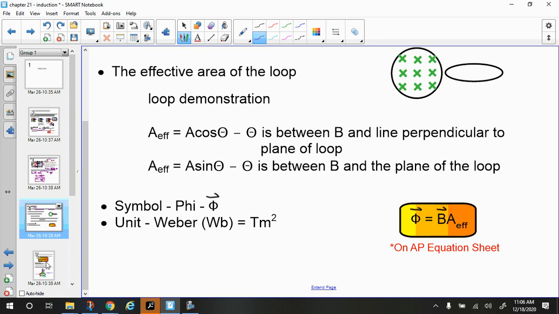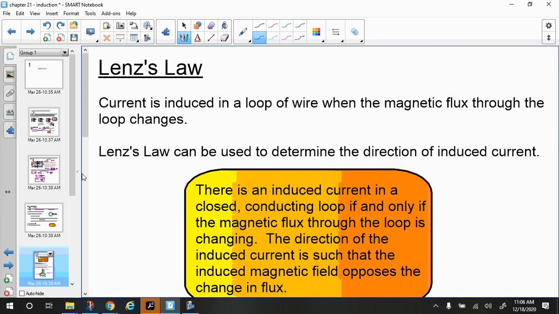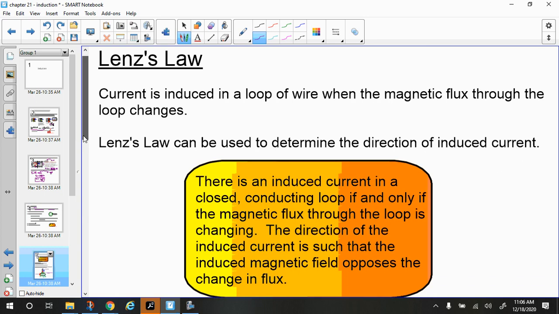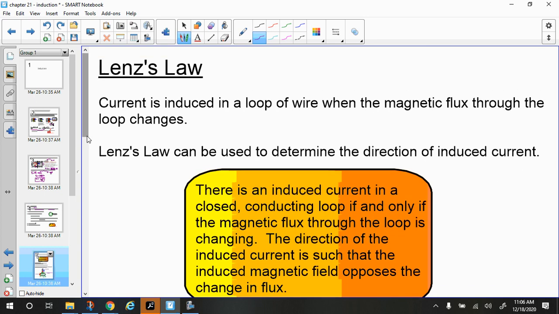So let's talk about why flux is important. We have two laws that we're going to talk about. The first is Lenz's law. Lenz's law tells us that the current is induced in a loop of wire when the magnetic flux through the loop changes. That's not what Lenz's law tells us, actually. I was a little ahead of myself. Lenz's law tells us the direction of the current.